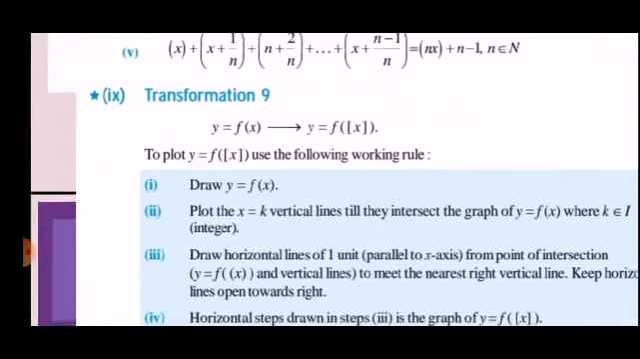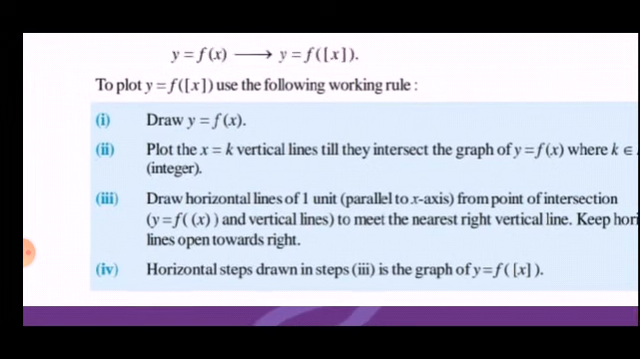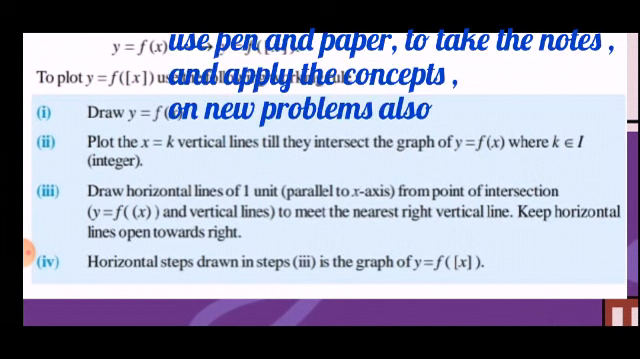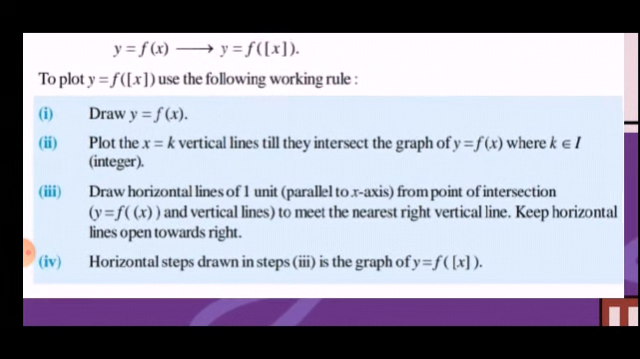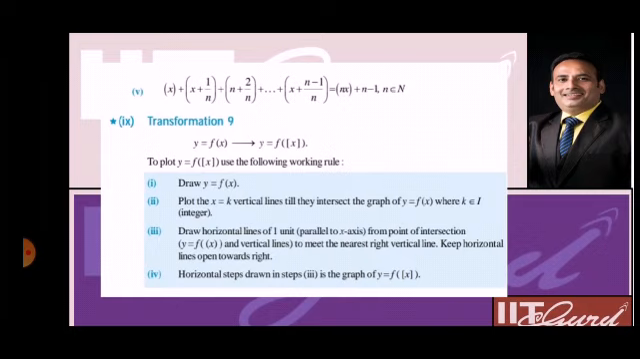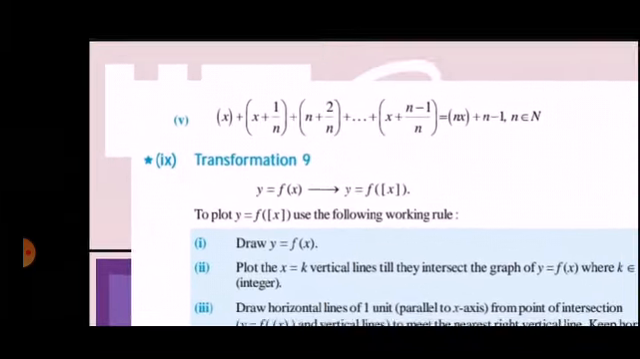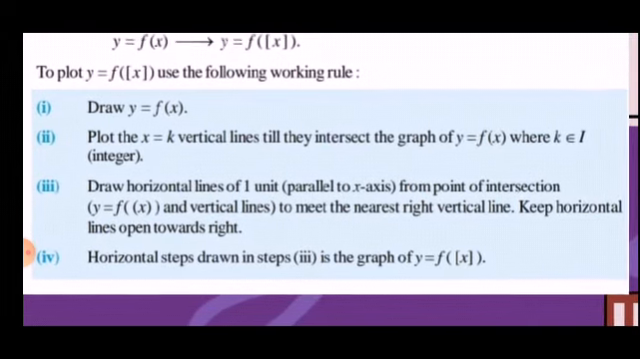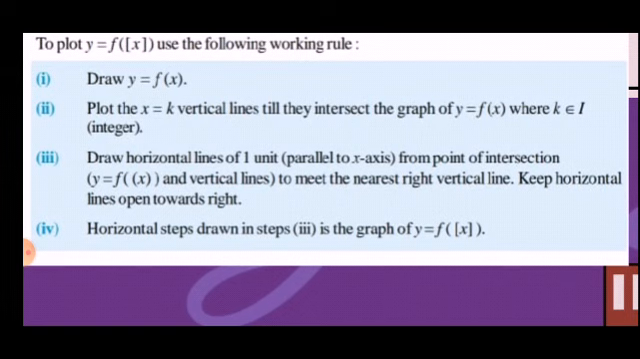Y equal to f of GI x, how to find? What is the working rule over here? Step 1, you can note down: draw y equal to fx. Step 2, plot the vertical lines x equal to k until they intersect the graph of y equal to fx, where k belongs to integers. Step 3, draw horizontal lines of 1 unit parallel to the x-axis from the point of intersection with y equal to fx, up to the nearest right vertical line. Keep horizontal lines open towards the right. The horizontal steps drawn in step 3 form the graph of y equal to f of GI x.